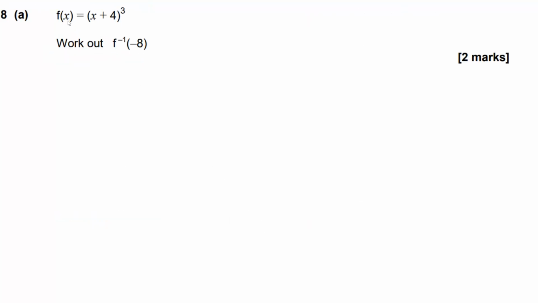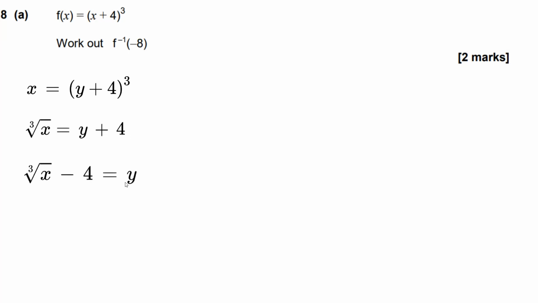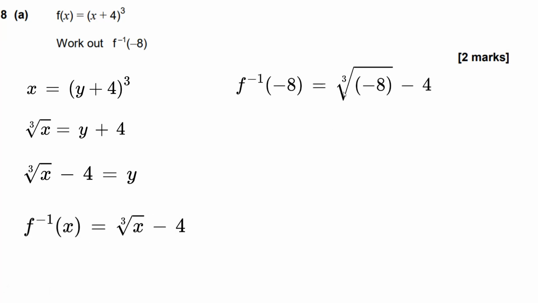Whenever you're looking for an inverse function, just make f of x equal x, and wherever you see an x, make it equal y, and then rearrange for y like this. So cube root both sides, take away 4, y equals this, and this will equal the inverse function of x, so just say that, inverse function of x equals this. Then you want to substitute in minus 8 wherever you see an x, so here will be a minus 8 and here will be a minus 8. The cube root of minus 8 is just minus 2, so minus 2 minus 4 is minus 6, and that's your answer.